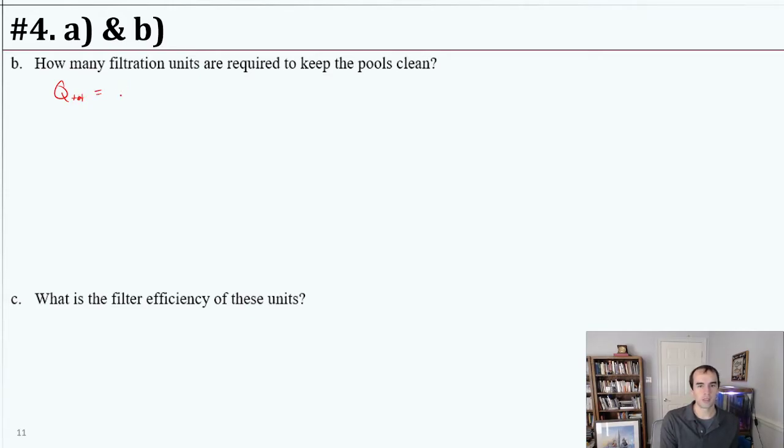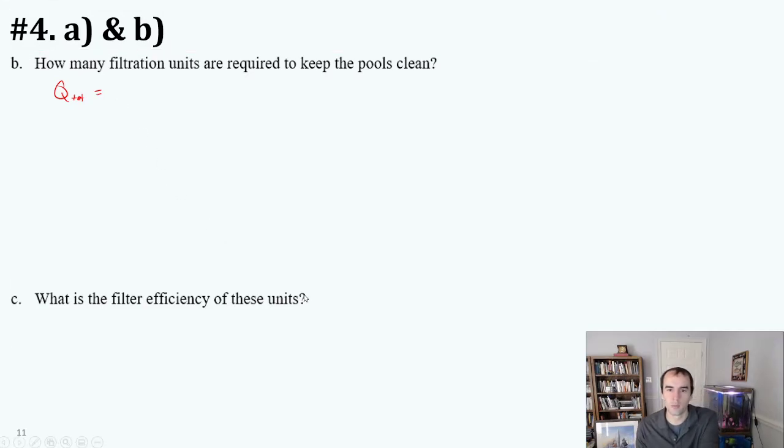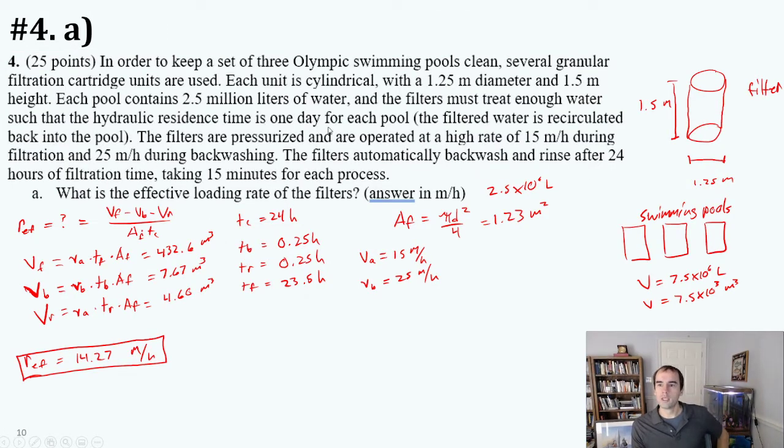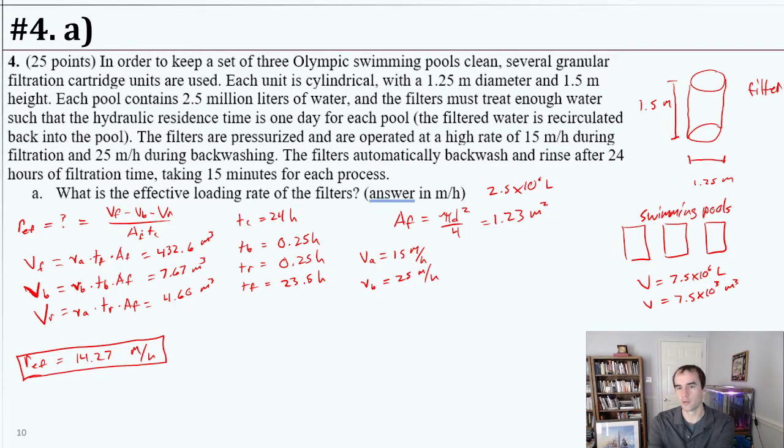That was essentially in the problem statement, it said we need to have a hydraulic residence time of 1 day. So essentially we need to flush that entire volume of all three pools once every day. So that means we take that 7.5 times 10 to the third cubic meters and take that many cubic meters every day.